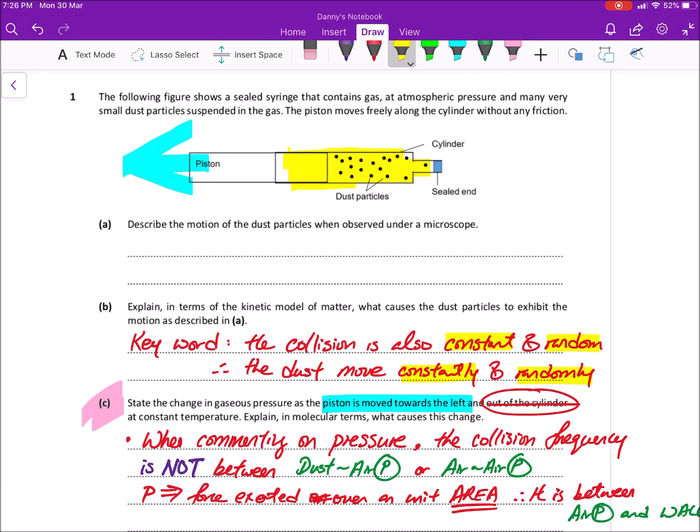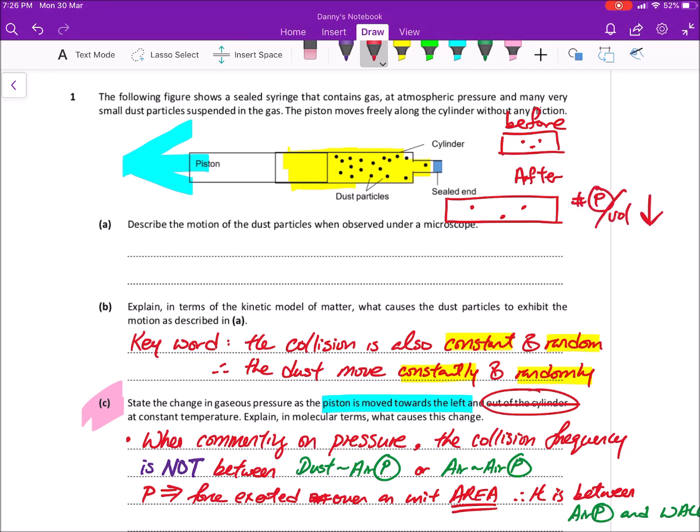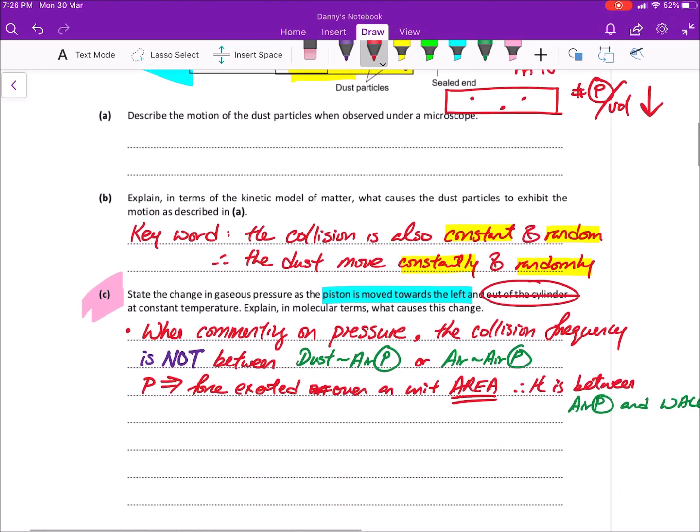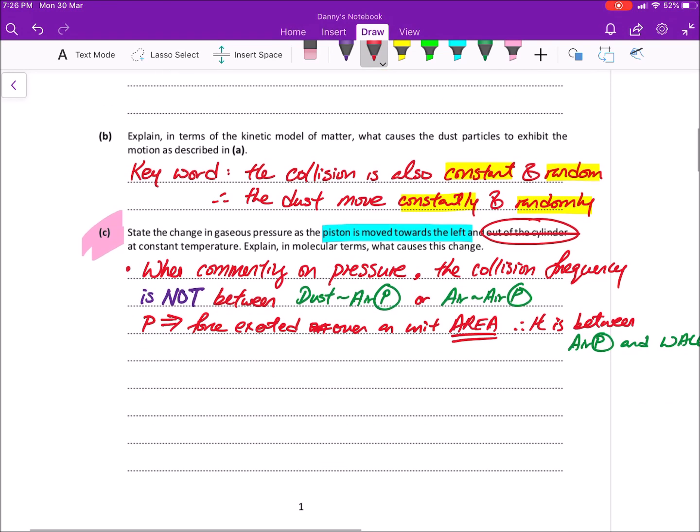So actually when you pull the piston to the left, the volume goes up. Initially I have this and I have 3 particles. This is my before, and after I pull the piston, I will now have a larger volume with the same number of particles. So definitely your number of particles per volume will drop rather than rise. Some of you make this error.